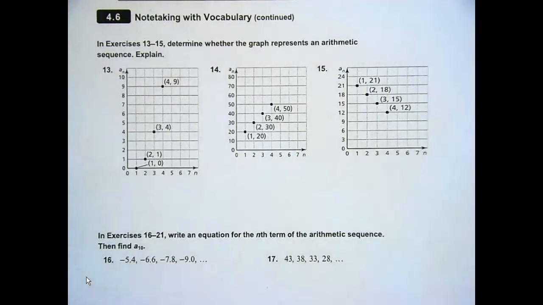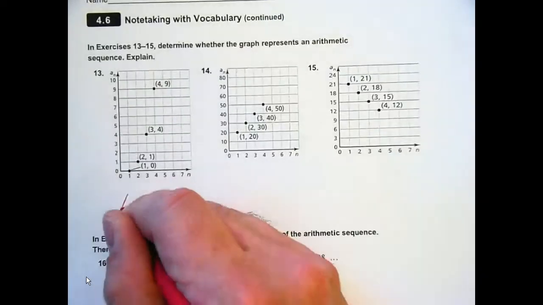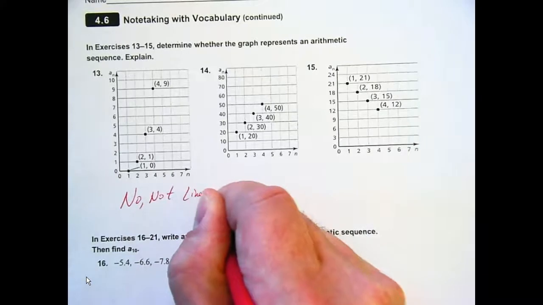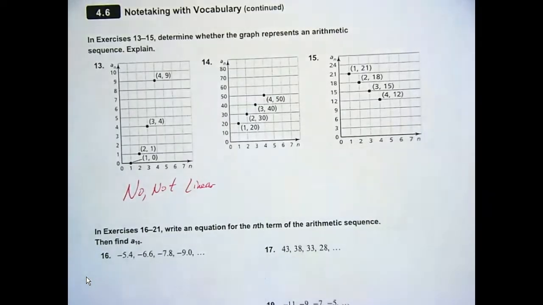Okay, time's up. Number 13, we've got Miss Hinkler there. What do you got for 13? Not linear. Very good. All these have to be linear, so no, it's not linear. You don't have a constant rate there.